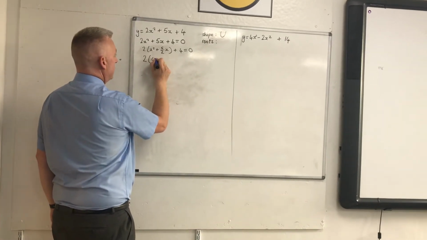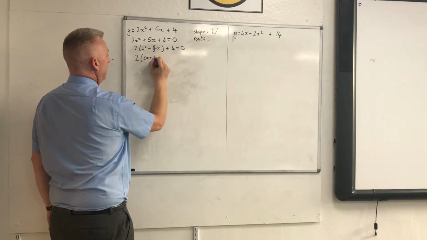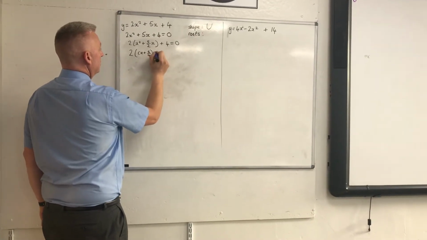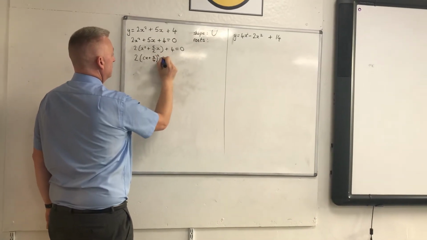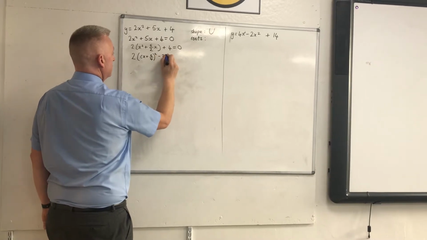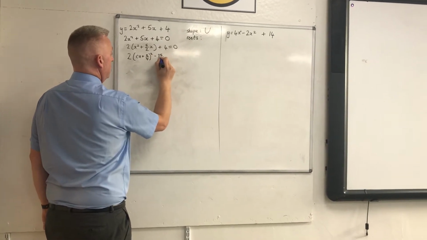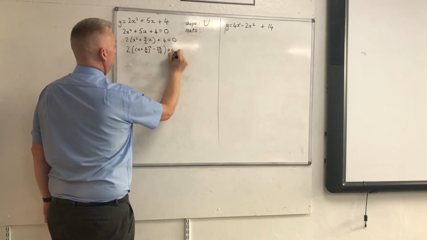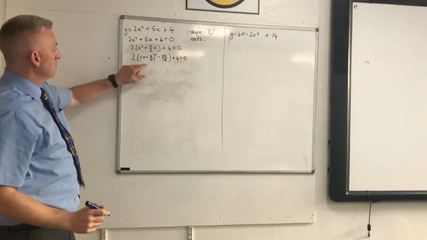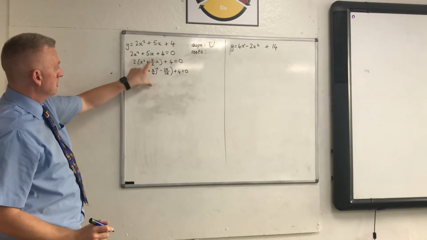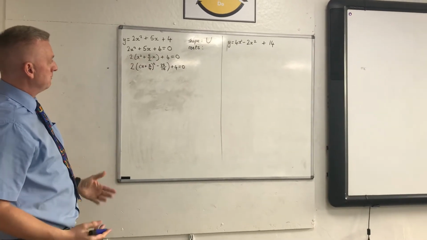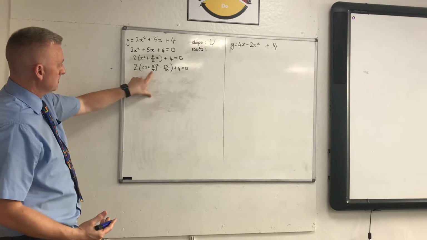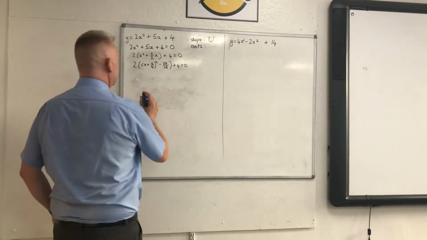So I've got x plus 5 over 4 squared minus the square of that, 25 over 16, plus 4 equals 0. Well, I've halved that. Half of 5 over 2 is 5 over 4. When you halve, remember it's quicker just to double the denominator.